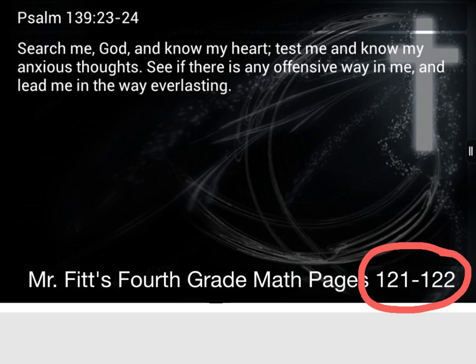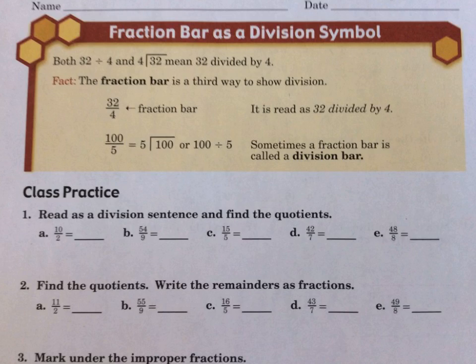Okay, today's page is titled Fraction Bar as a Division Symbol. We're going to look at some improper fractions. As we learned, an improper fraction is any time there's a bigger number on top. In the yellow box, you have 32 over 4. That's an improper fraction, and it's basically read as 32 divided by 4.